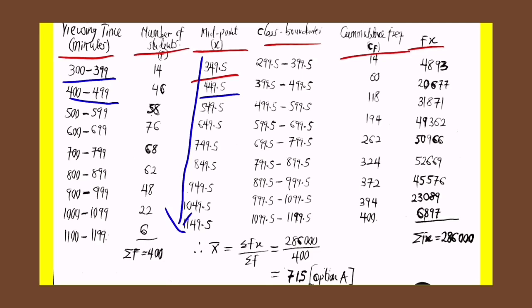So let's take note. After getting this value, you have the value of x. Multiply these values by the frequencies, which is this.